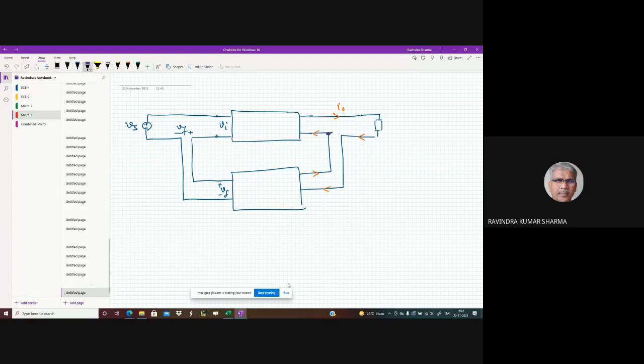Is that correct? Yes, sir. So this is now the transconductance amplifier. The input is VI, output is IO, right?